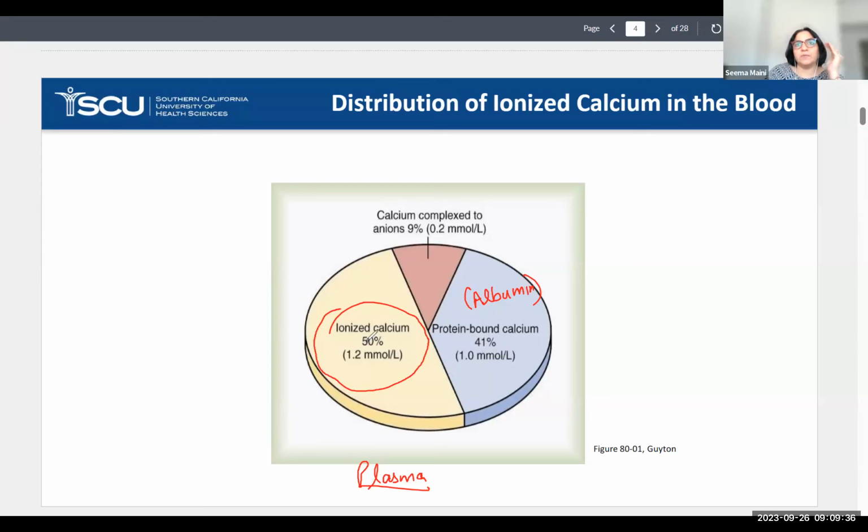All the functions we are talking about for calcium ions, blood clotting, cell signaling, that is calcium ions. And this is the most active form of calcium ions. So 50%, that is 1.2 millimoles per liter. That is the concentration of calcium in the free form, in the ionized form. When we are estimating serum calcium, we are estimating only ionized calcium. We're not looking at protein bound calcium or calcium salts.